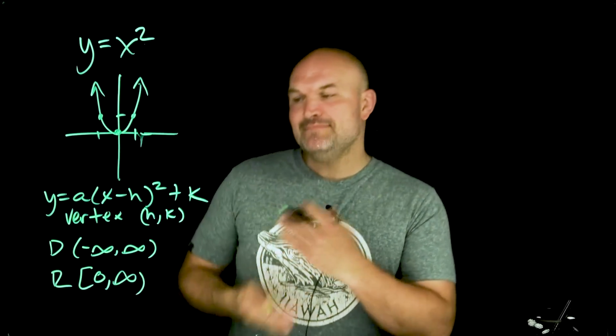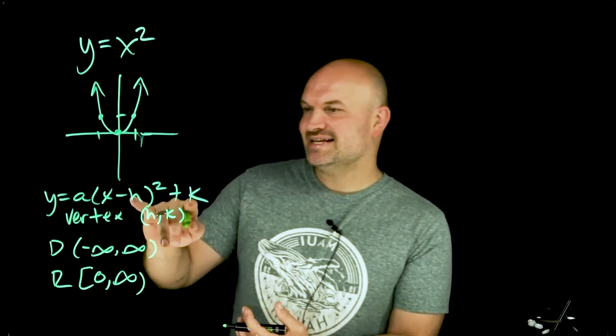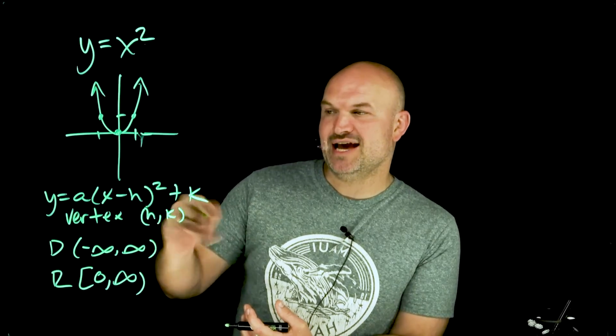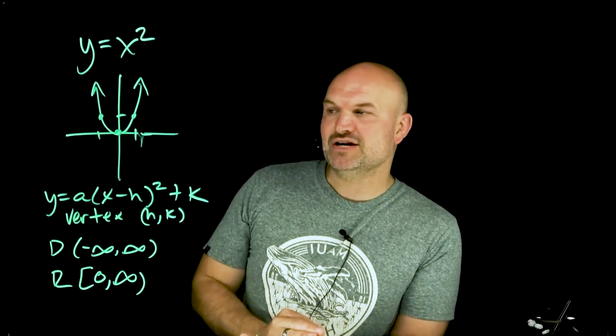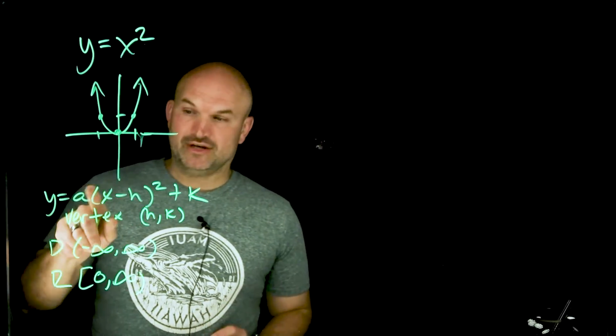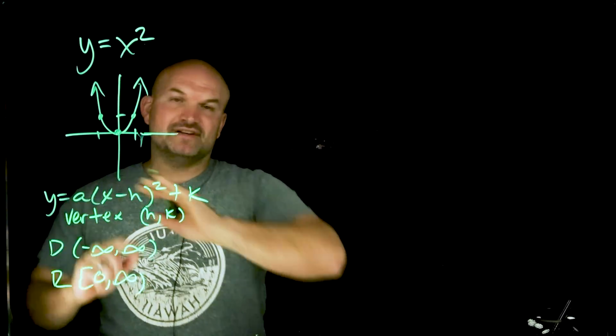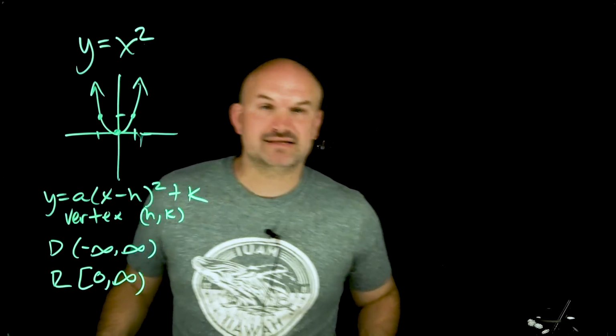Now, if we want to impact this domain and range, then that's going to come from our transformations of h and k, as well as one other thing I forgot to mention. Our a is not only going to be a vertical stretch or compression, but it could also be a reflection. If my a is negative, this graph is going to flip about the x-axis.